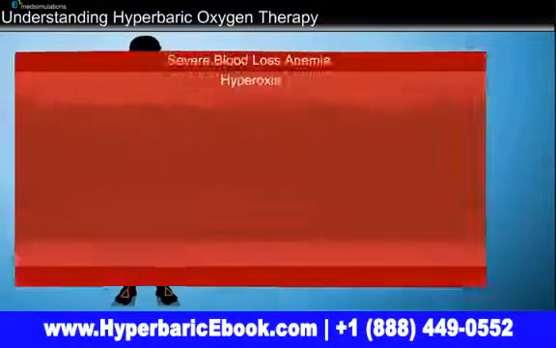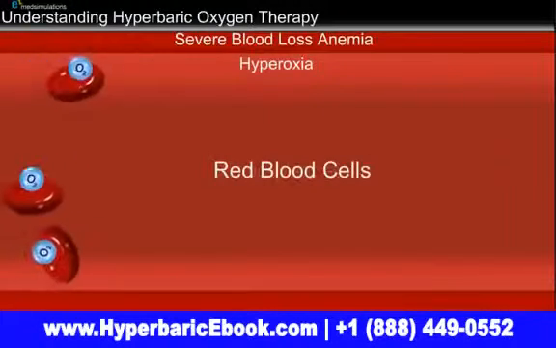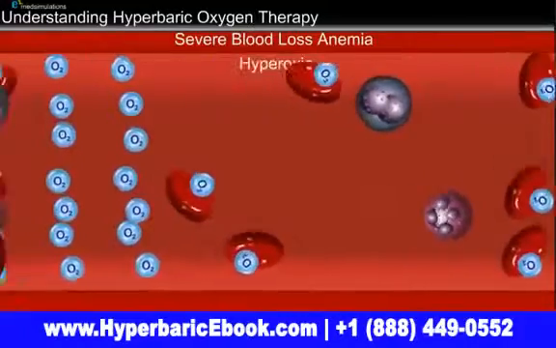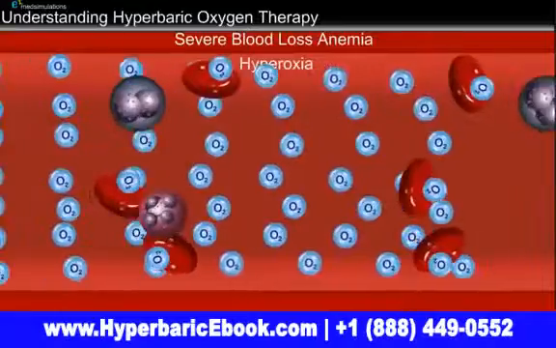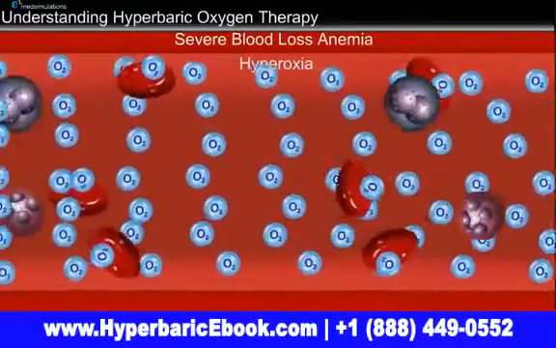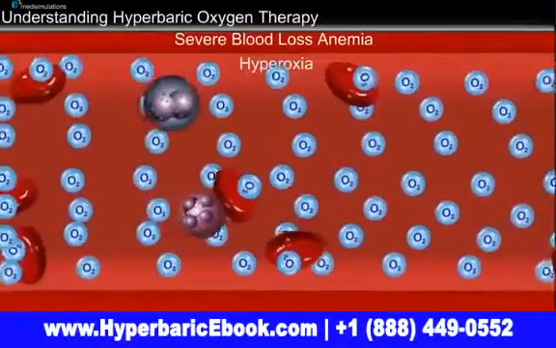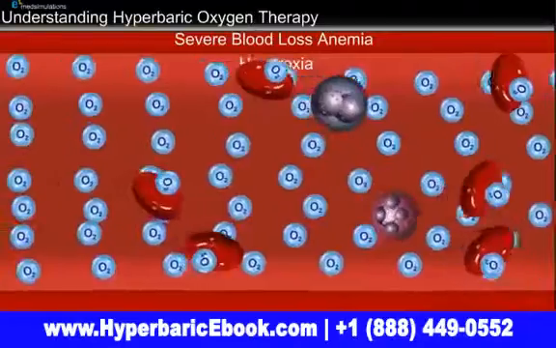Patients with severe blood loss anemia have low oxygen carrying capacity due to much lower amounts of hemoglobin and red blood cells in the blood. HBOT delivers increased oxygen under pressure, resulting in large amounts of oxygen being dissolved into the blood. This maintains the body's oxygen demand and can sustain life until other medical therapies become effective.